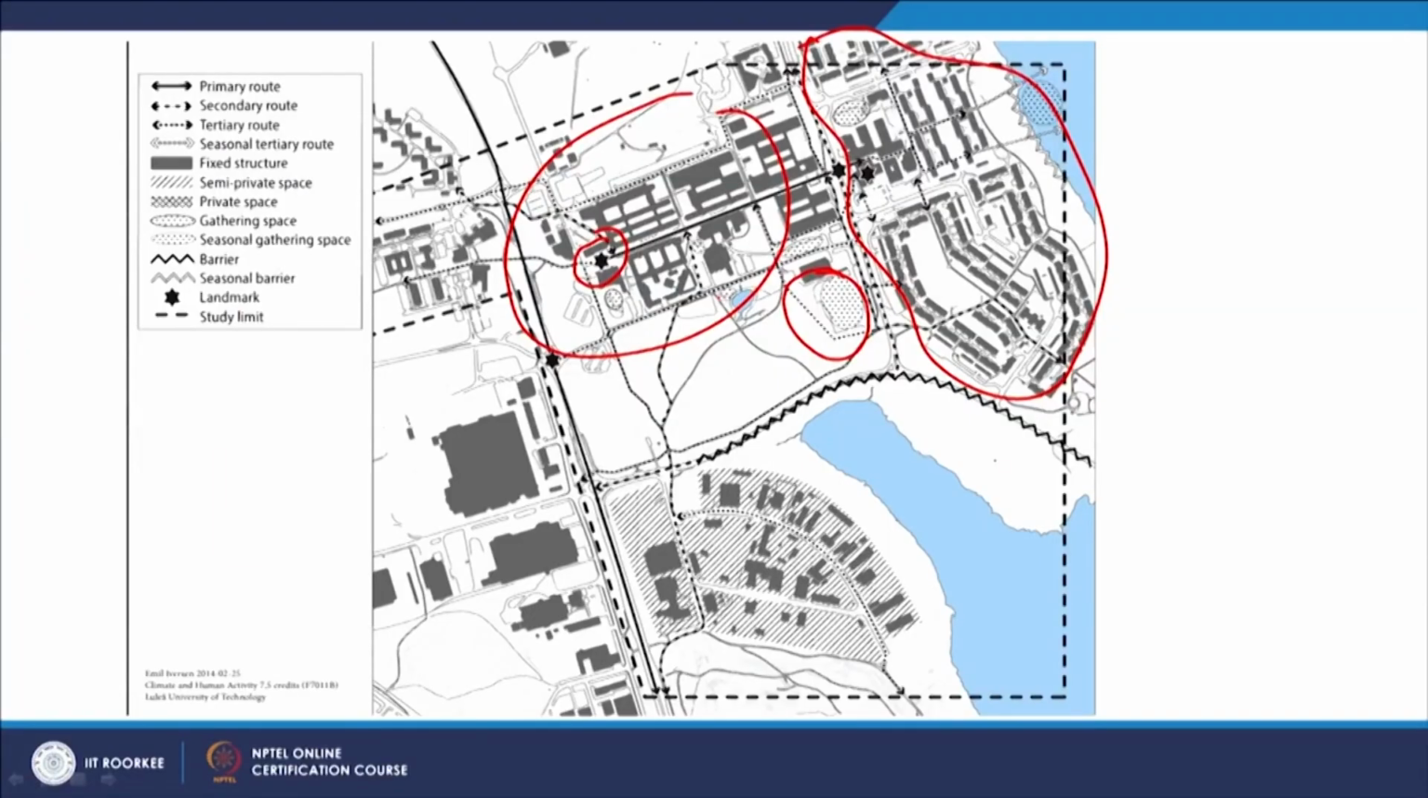And in that direction, there are certain landmarks. Sometimes this was a landmark, and in winter this was a gathering space. Now you can see a seasonal gathering space, so obviously it is not regular throughout the year, but during the winter people may come and make a fire or have some barbecue, something like that.